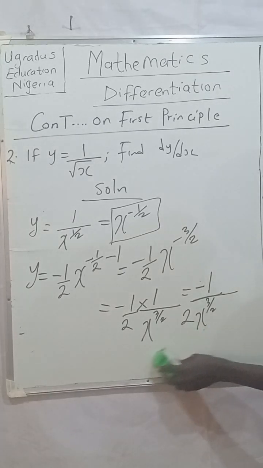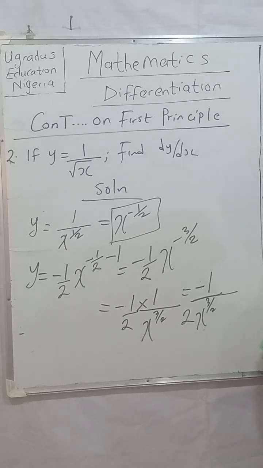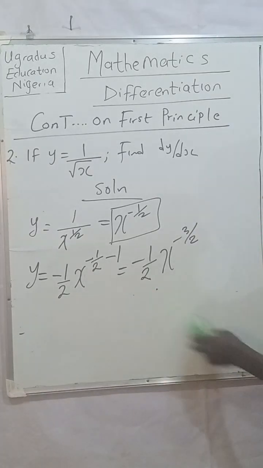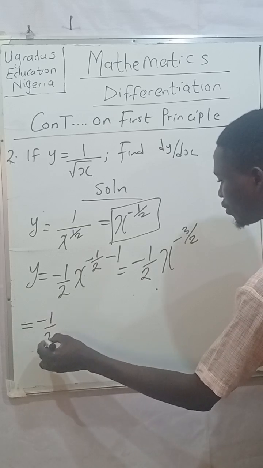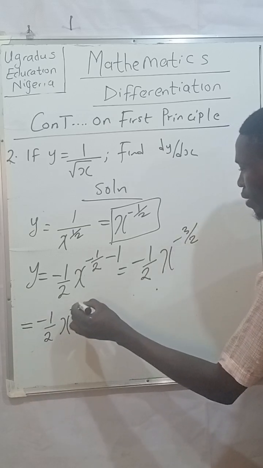Now for you to express this answer finally, I told you that anytime you see a fractional power, so let me try to, I think this one is already getting low. Sorry, let me use the wider part. So you can just come here. So this is the minus half x raised to the power of minus 3 all over 2.